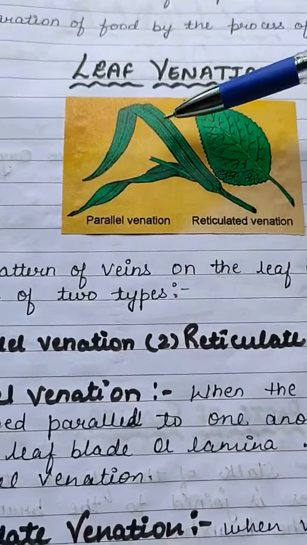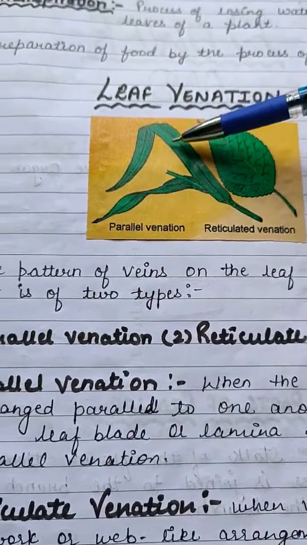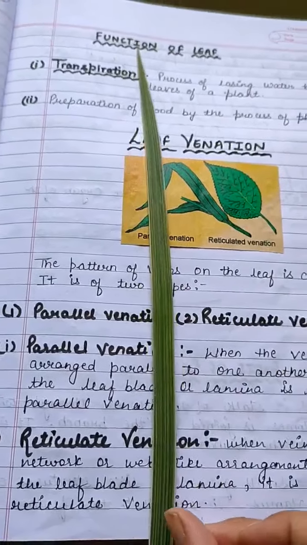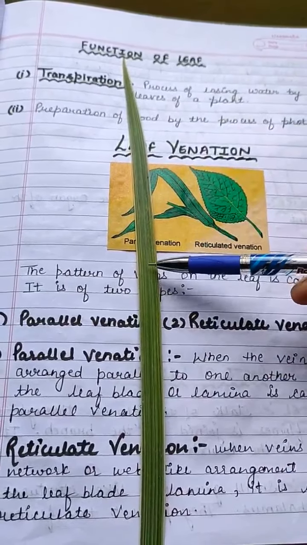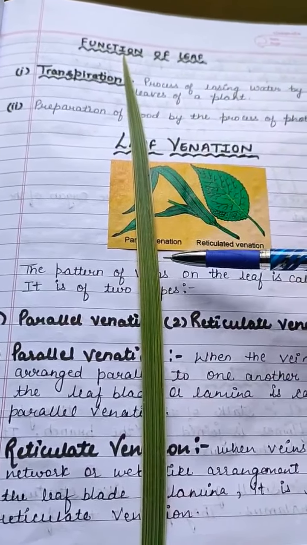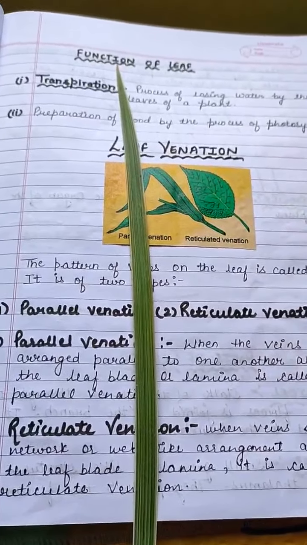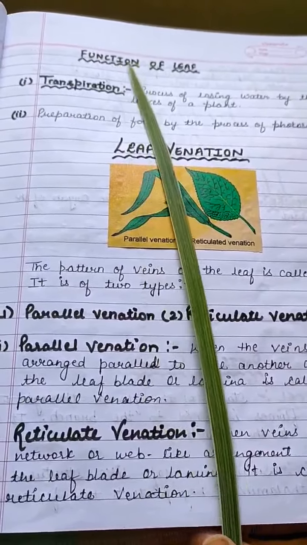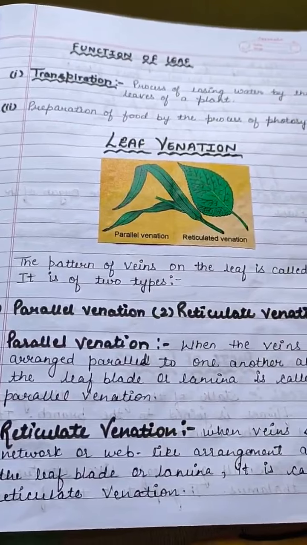So you can see here when the veins are present parallel to one another, the venation is known as parallel venation. You can see here also in this leaf that the veins are arranged parallel to one another, and this is known as parallel venation. This is an example of parallel venation. Other examples are grass, sugarcane, maize, etc.